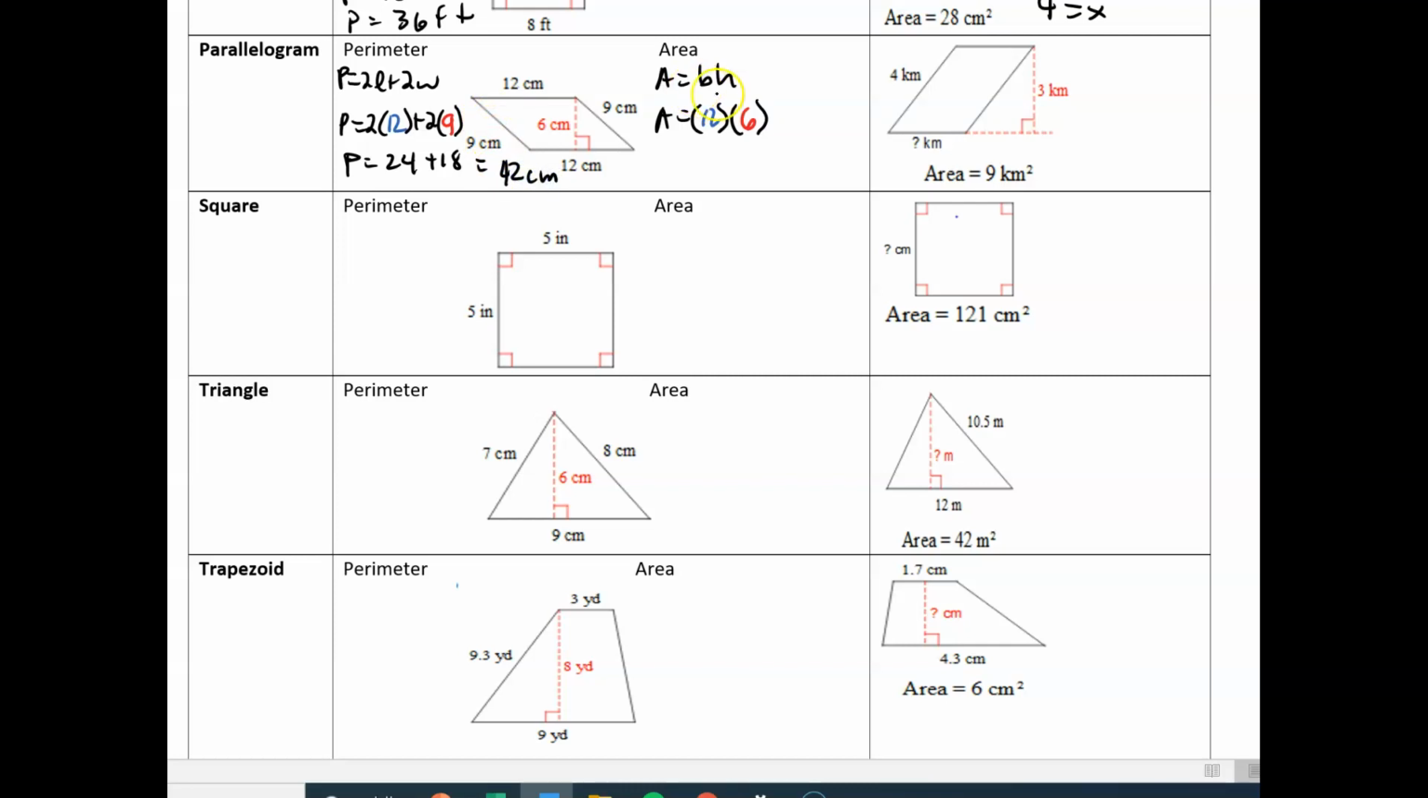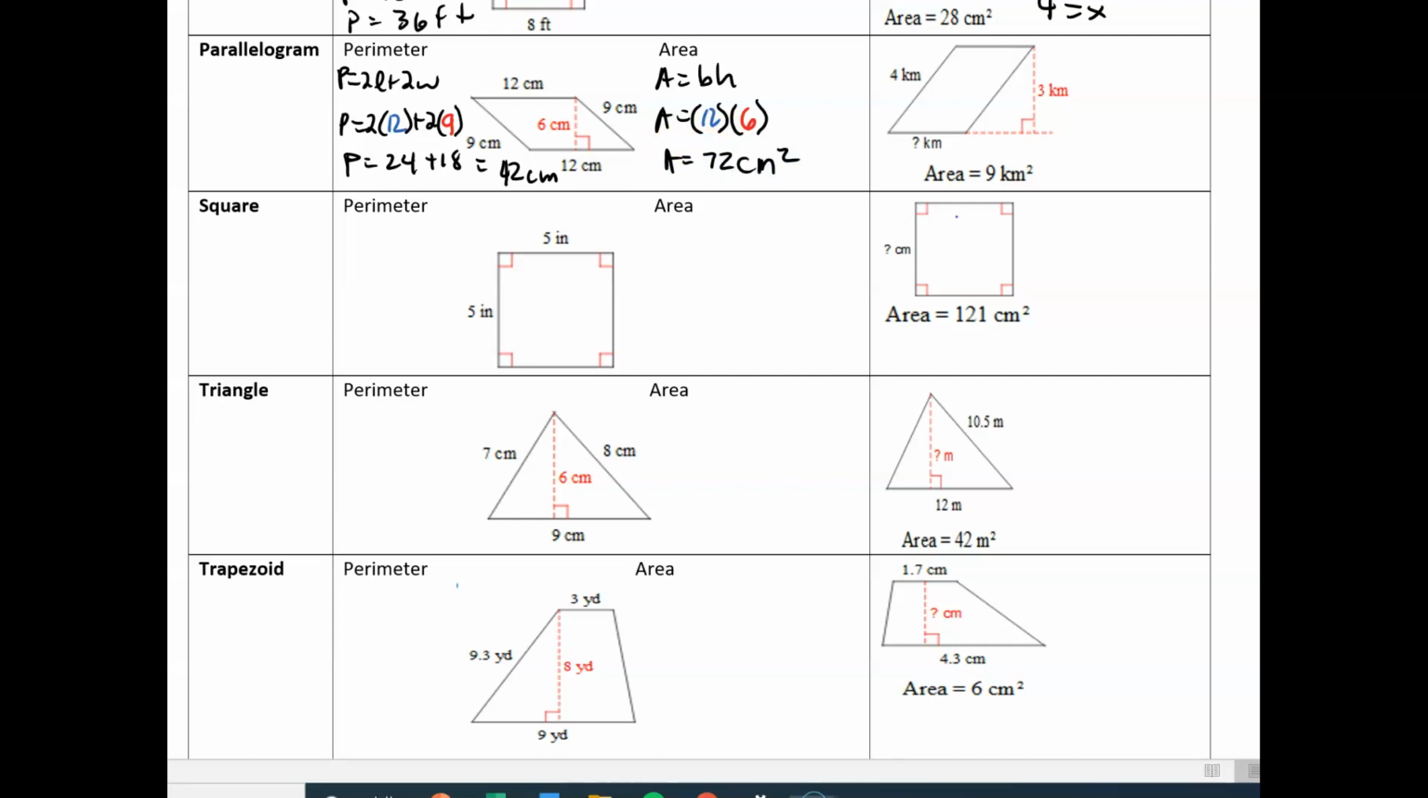versus your area, which is going to be base times height. And remember, your height is the dotted line, right? You don't go to the doctor and stand sideways and get your height measured. You stand straight up and down. So dotted line, or wherever you have a right angle, that's going to be your height. So in this case, your area here is going to be equal to 72 centimeters squared.